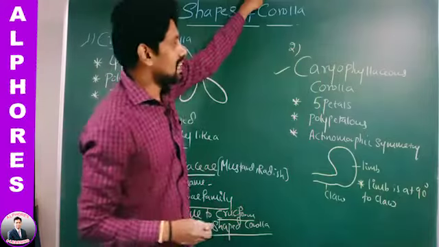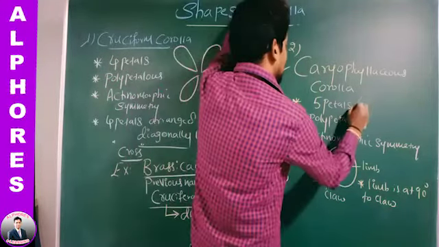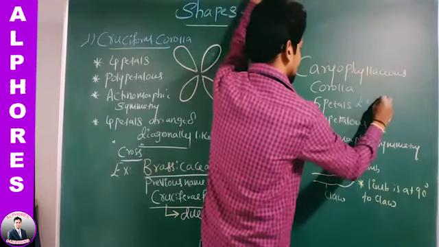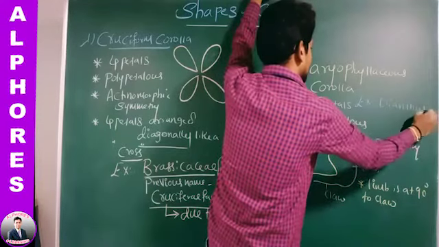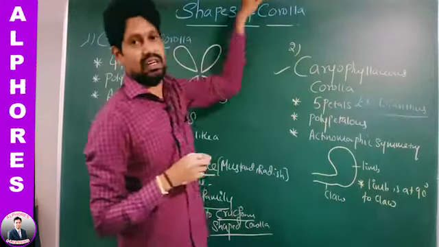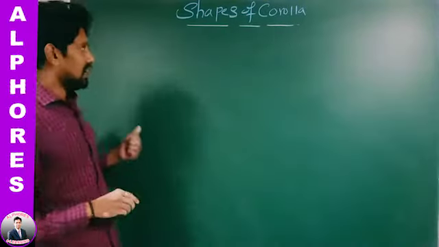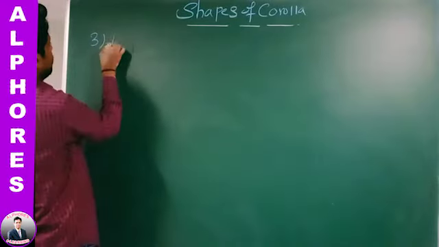What is the example for caryophyllaceous corolla? I am writing the example: Dianthus. Right? Go for the third one. We are discussing shapes of corolla.